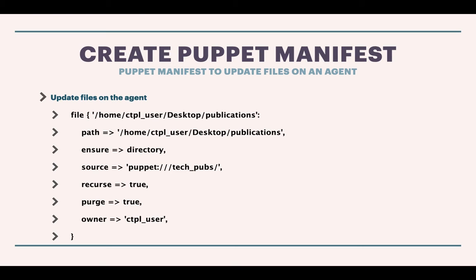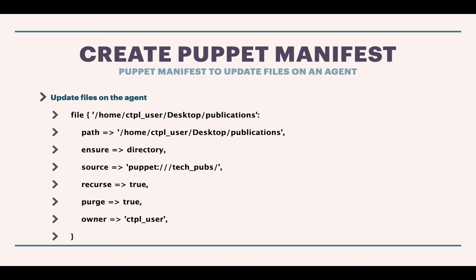The parameter recurse equals true just tells the Puppet server to apply the changes recursively. So it not only copies over the directory or files, but it also does it for the subdirectories. Purge equals true also makes sure that if a file is not present on the Puppet master, it'll get deleted from the Puppet agent.